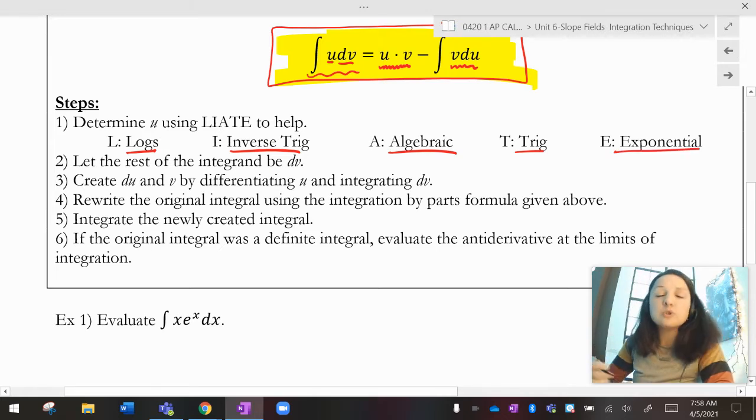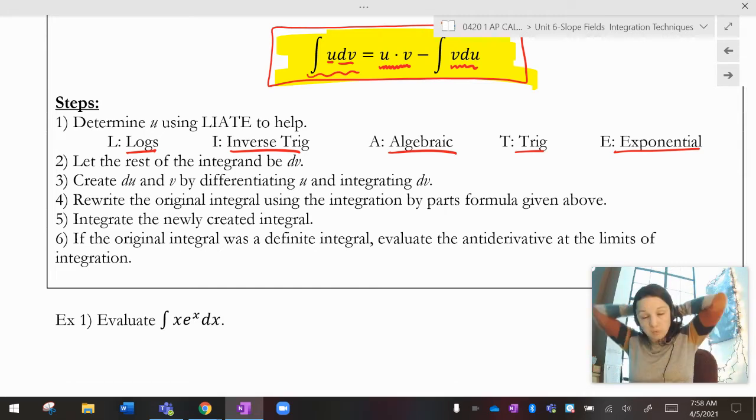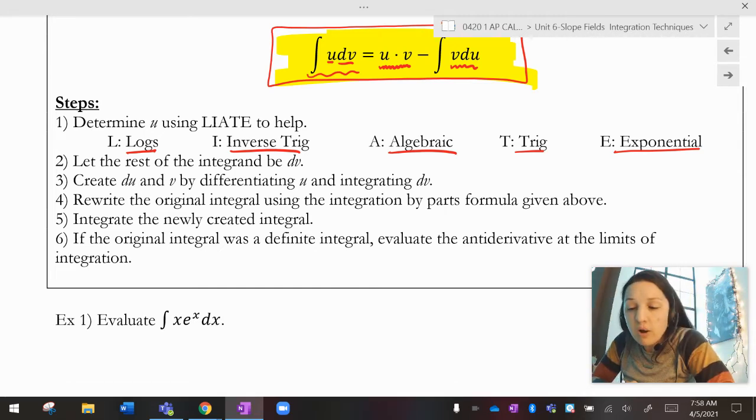And what you're going to do is go through and find the first one that you see. All right, so we want to use LIATE.